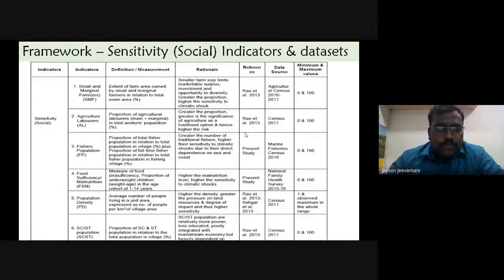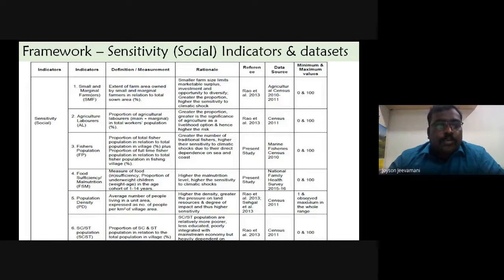So we have totally 6 parameters for the sensitivity social. SC/ST population, the last one. Population density: higher the density, higher the sensitivity. These are the different sources, and these are the extent of the data. For example, small farmers is a percentage, so it normally ranges from 0 to 100%. In most cases, it is percentage. In some cases, like population density, it may vary from any number. So we have used the small number 1 to the maximum that is observed.